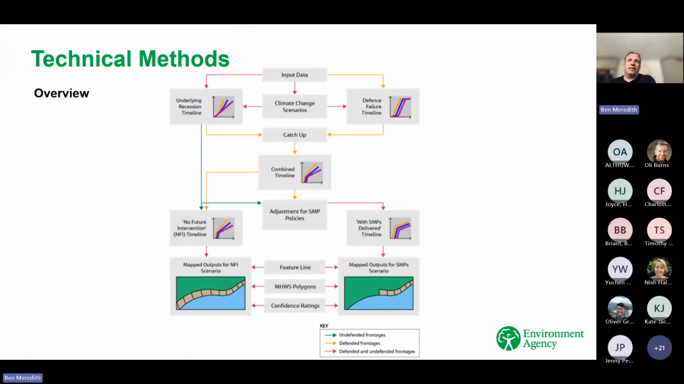So moving into the methodology and the technical methods that we used. This schematic here shows the modelling process that we used for NSERM, taking observed coastal data on erosion and using that to create underlying recession timelines. We also looked at the defences and their potential for failure and included climate change impact on those. For defences, we also consider the effect of erosion catch-up once a defence fails. We use those underlying recession and defence failure timelines to create an overall timeline of erosion distance through time, which we can then adjust for the shoreline management plan approaches at relevant locations. We then produce our mapped outputs, which show erosion risk zones, taking account of the zone between the cliff top and the mean high water spring line, and we produce confidence ratings for the data. And I'll go through each one of the stages on this slide in the coming minutes.